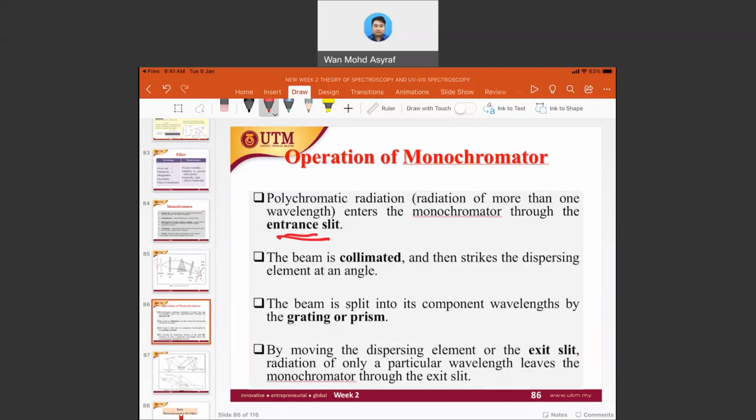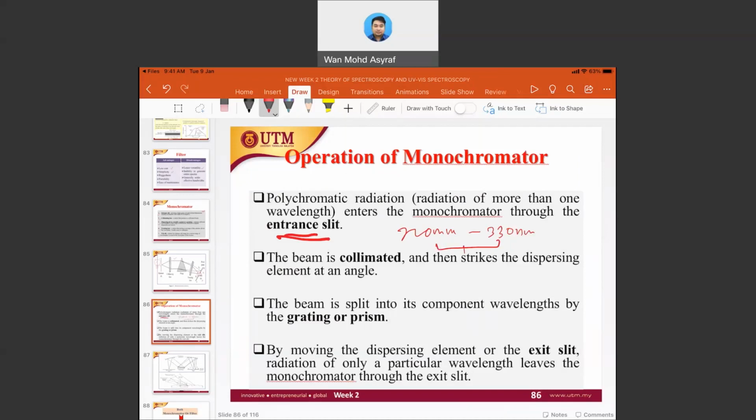So this is what I said before. Your sources have a range, right? For example, your source has a 220 nanometer to 330 nanometer wavelength range. So this range of 100 nanometers will enter your entrance slit, and then the beam will be collimated and strike the dispersing element at an angle. The beam is split into its component wavelengths by the grating or the prism.